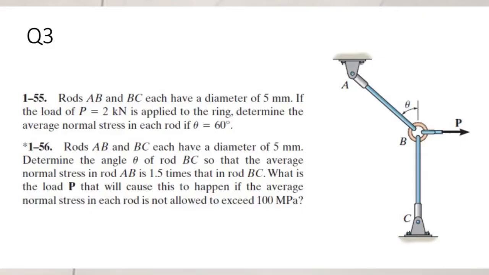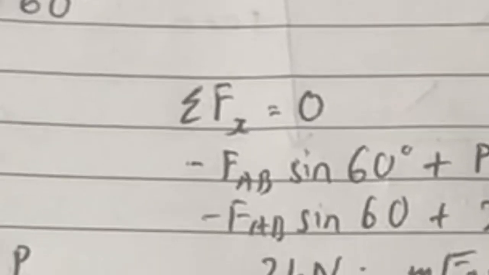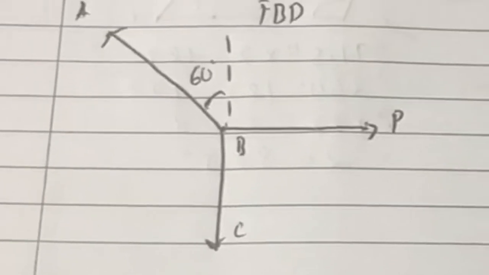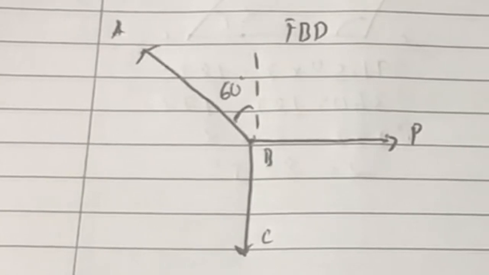To find the average normal stress, we must find the force of AB and the force of BC, the rods. We can see here it is in equilibrium. Automatically, if we hear equilibrium, the equations will be total Fx equal to 0 and total Fy equal to 0. Since P is horizontal, we can do total Fx equal to 0 first rather than Fy, because it's easier to get force AB first.